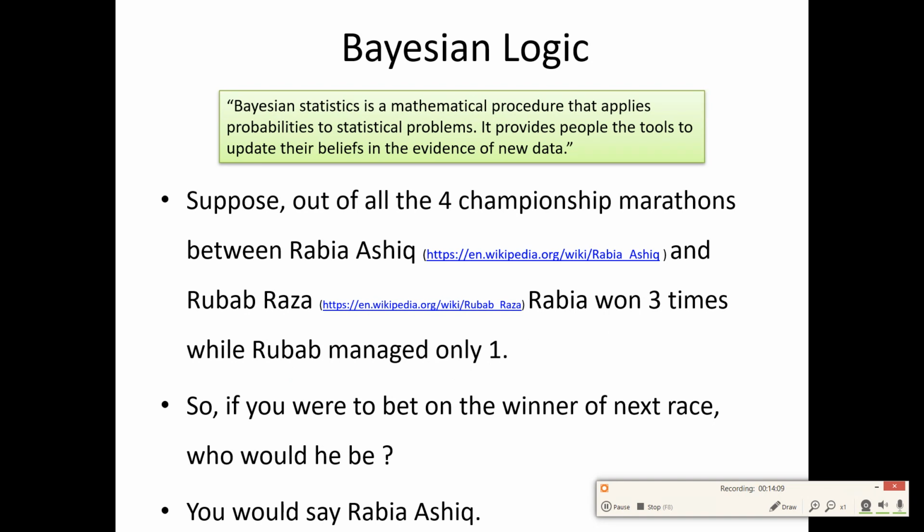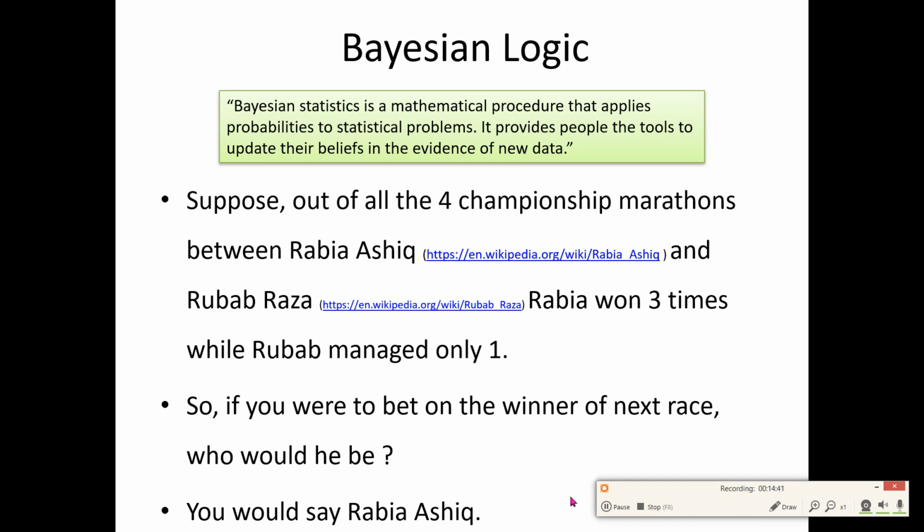So let's say if I say to the general audience that you were to bet on the winner of the next race, who would she be? Pardon the typo, it should be she, not he. Okay. So as you can see, based on the data displayed here on the screen, most of you would say that since Rabia has won 3 times, you're going to bet that Rabia will win the next race as well, right?